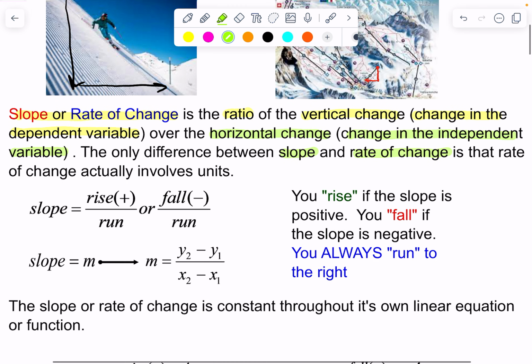So when we think of slope as being a rise over run when it's positive, or a fall over run if it's negative. You rise if the slope is positive, and you fall if the slope is negative. But please note that you always run to the right unless you're going backwards, and we'll investigate that in a second.